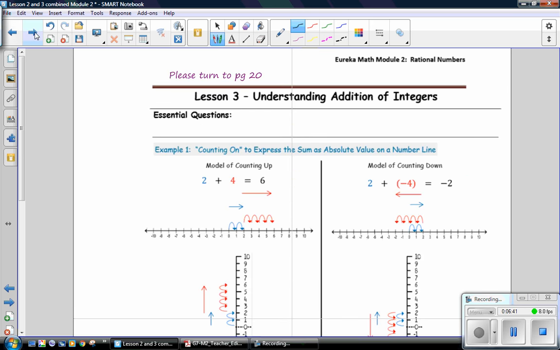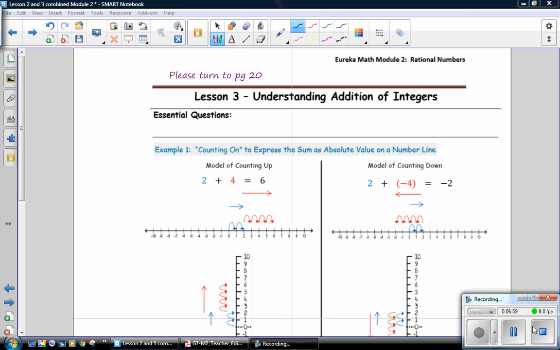Please turn to page 20. In example 1, counting on to express the sum as an absolute value on a number line. Our problem is 2 plus 4 equals 6.